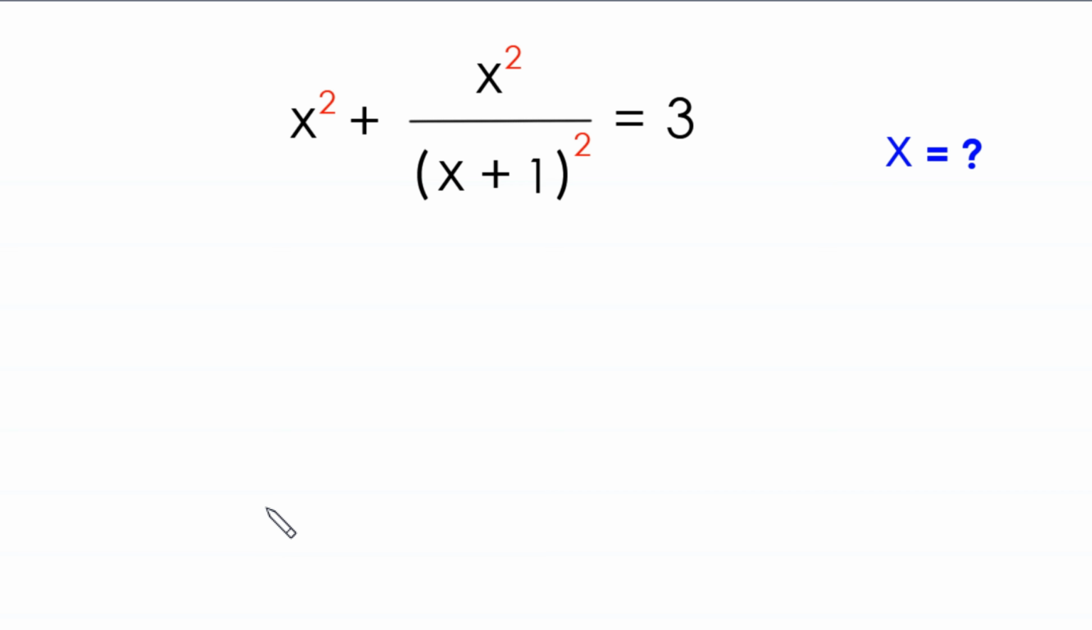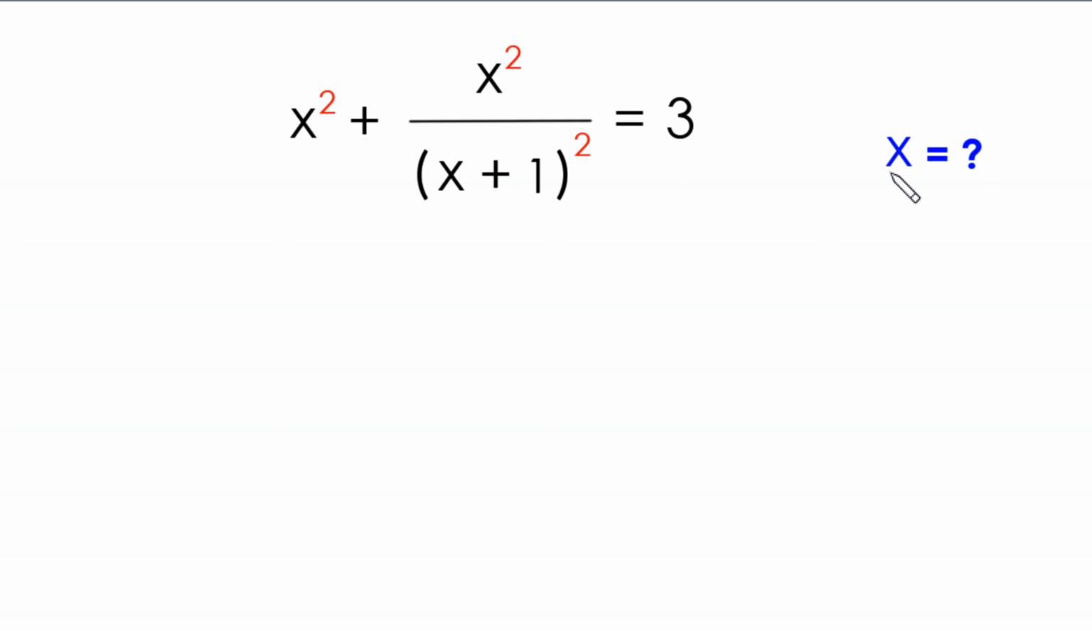Hello everyone, you are welcome to how to solve this very nice algebra equation: x squared plus x squared over (x plus 1) whole squared is equal to 3. Our job is to find all possible values of x.